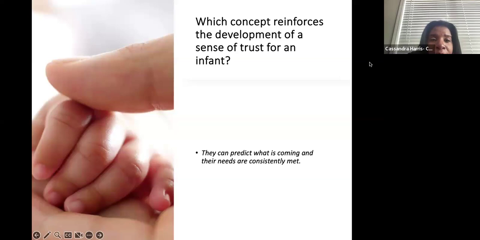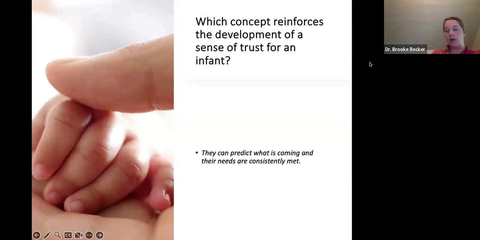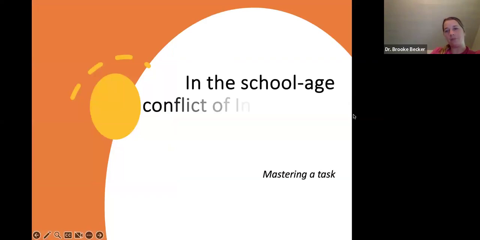When the baby is crying, the mom picks him up, then that's trust. But if the baby is crying and the mom doesn't pick him up, that's mistrust. It could develop mistrust. Yep. Or like they're crying and they have their diaper changed, or they're crying and they get fed, and they start to learn that if they cry, then their parents are going to do what they need to do. Good.